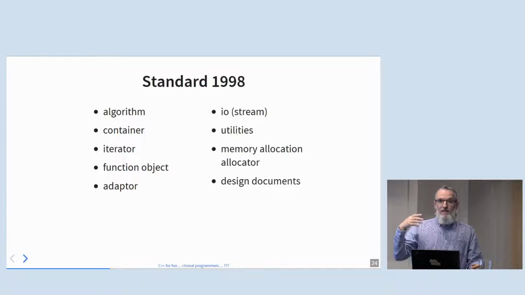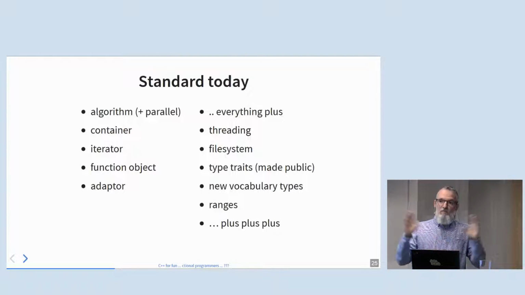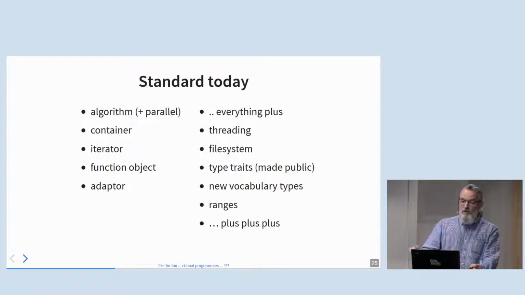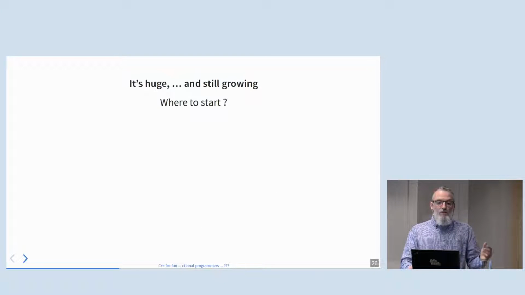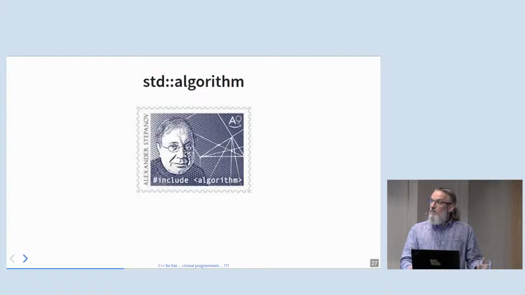When it became a standard library, additional things were added because this needs to be in a standard to be acknowledged. So IO streams and utilities and memory allocation and some other things. And today it's even more stuff. You have threading, you have the file system library, type traits with new vocabulary types, ranges, plus people want to have networking there, everything, right? So they ask where to start. It's huge, and I say start with std algorithm because you will see the beauty there.